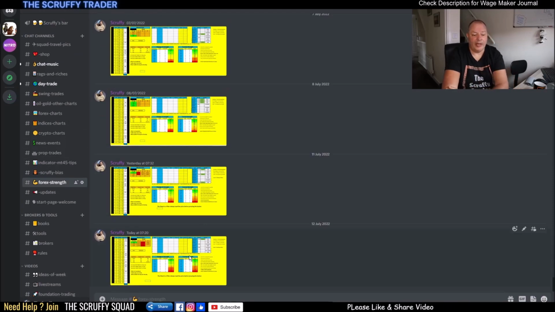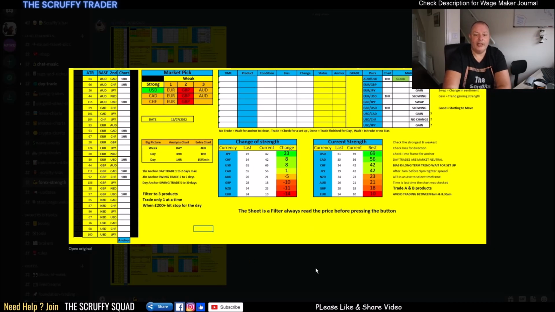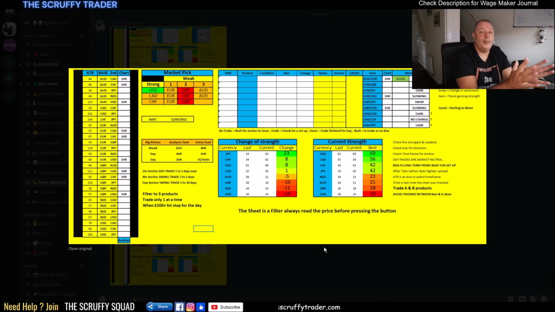Now, each morning I make up this sheet, and as you saw, that went in at 7:20 this morning. So the guys know the basket of pairs that I'm looking at, which ones are the majors, and if it's got an anchor chart and some comment in here, it's worth looking at because these will move regardless. They can see the strongest and the weakest, and then the change of strength over the last time period, right? Now, this is a good basis to get you started on a morning.